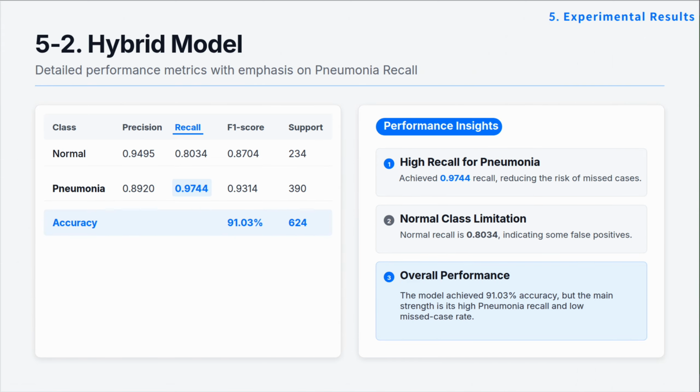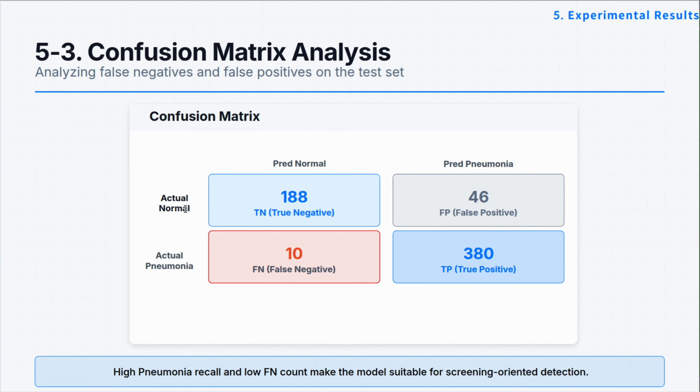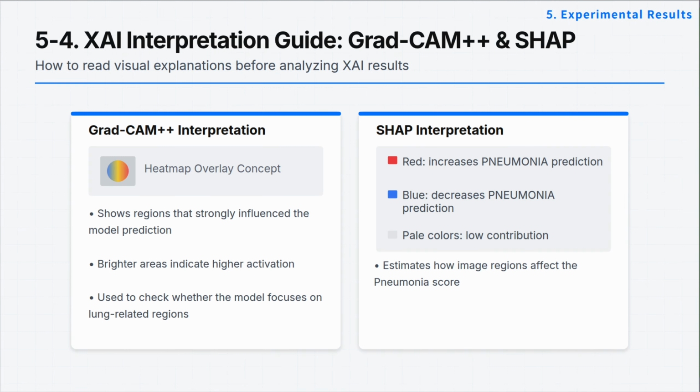Next are the results of the proposed model. The final accuracy was about 91%, and pneumonia recall reached approximately 0.9744. Since missing pneumonia cases is critical in screening, this high recall is especially meaningful. These characteristics are also confirmed in the confusion matrix. Out of 390 pneumonia images, 380 were correctly detected, with only 10 false negatives. This indicates that the model missed very few pneumonia cases, which is important for screening applications.